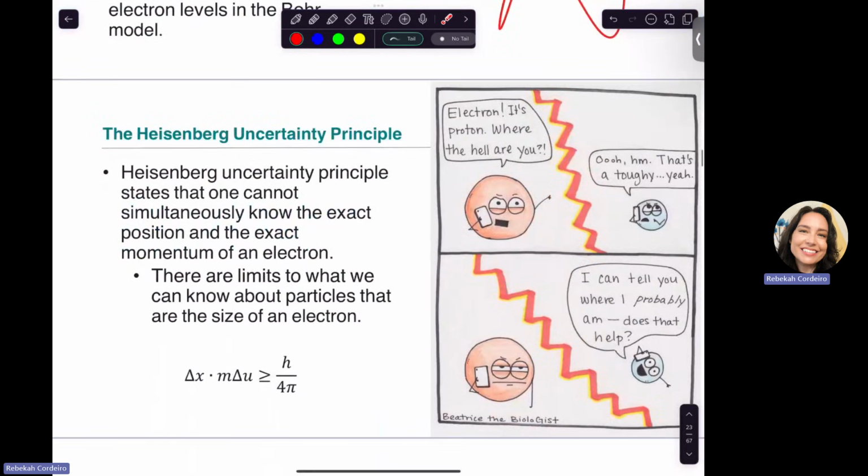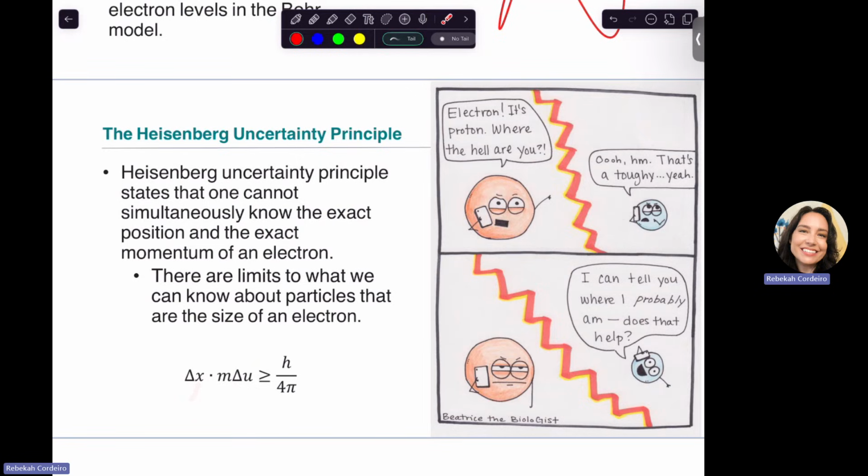The next thing that came up was the Heisenberg uncertainty principle. Because we have this change in velocity, x being the location here, we cannot know both the location and the velocity at the same time, or momentum at the same time. What we can get is a probability map for where it might be based on the information we know.